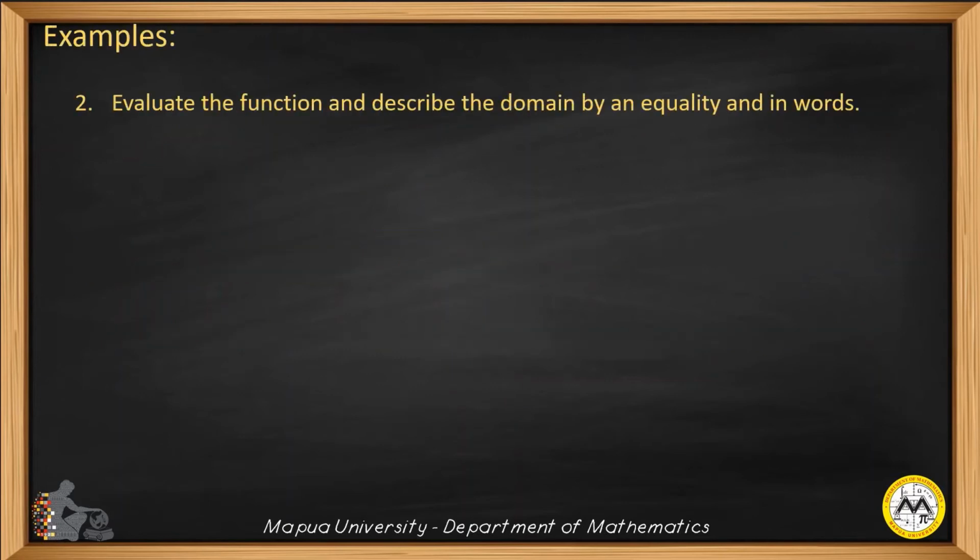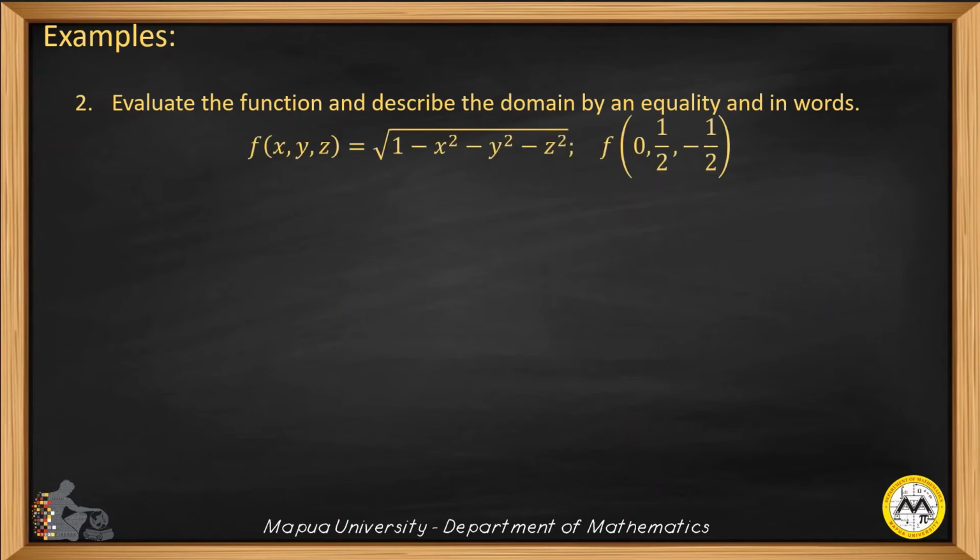Now, in this other example, we will be working with a function that is dependent on three variables x, y, z, where the f function of x, y, z is defined as the square root of the quantity 1 minus x squared minus y squared minus z squared. Okay, and that we evaluate the value of f at 0, 1/2, and negative 1/2.